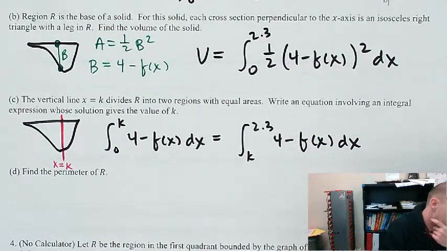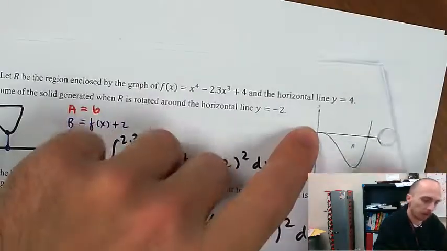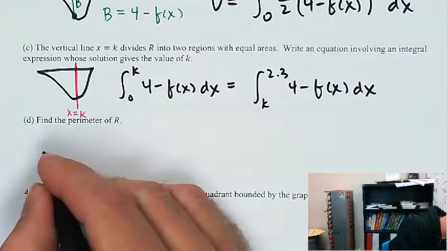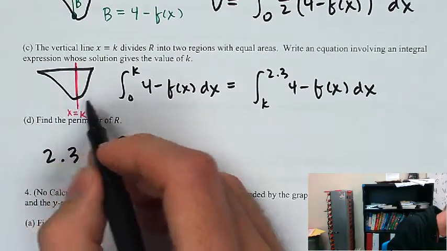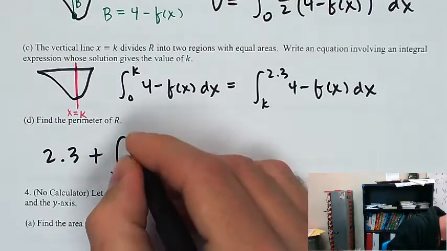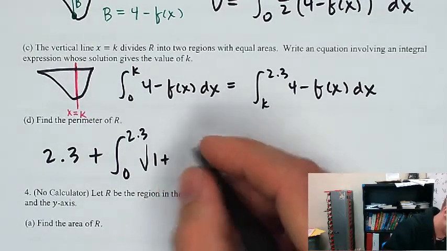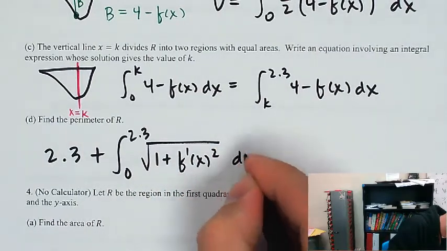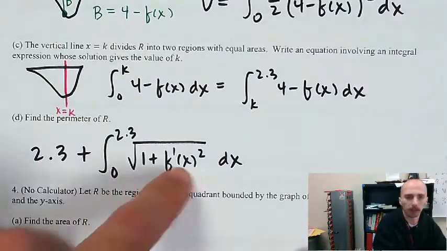Okay, and then we're going to find the perimeter of R. Okay, well, up here, this segment is going to have length 2.3, so it'll start with 2.3, plus we're going to have to run an integral to find the length of the curve. That'll be x running from 0 to 2.3, formula being square root of 1 plus dy dx squared. Well, I could just write f prime of x squared dx. And since they already defined f of x for you in the statement of the problem, you're good to just type it in like that.